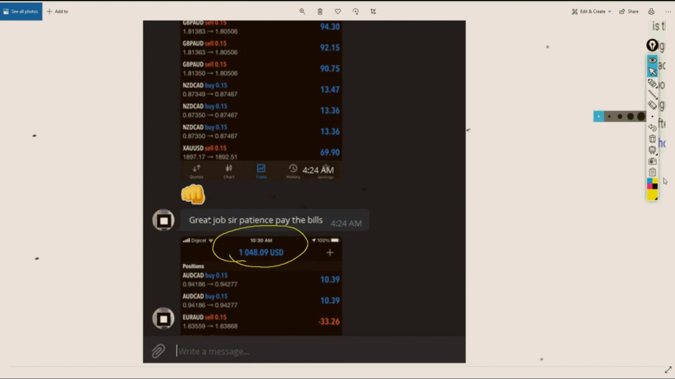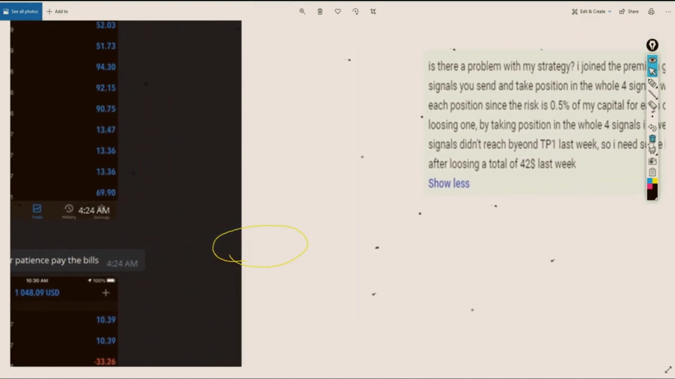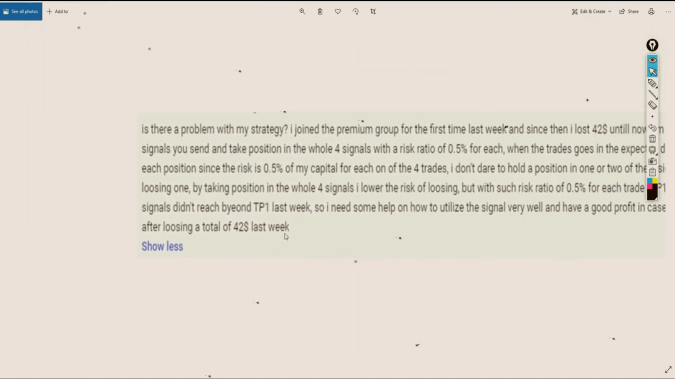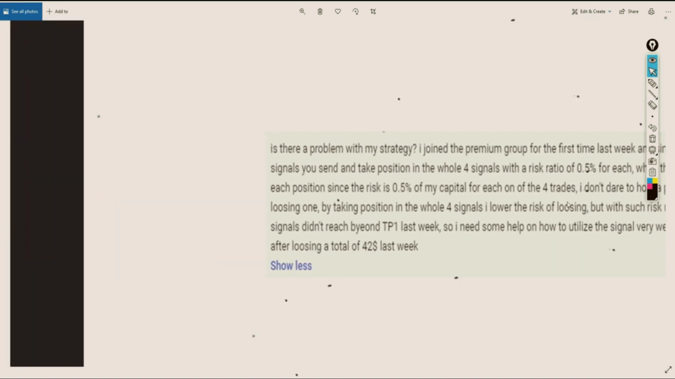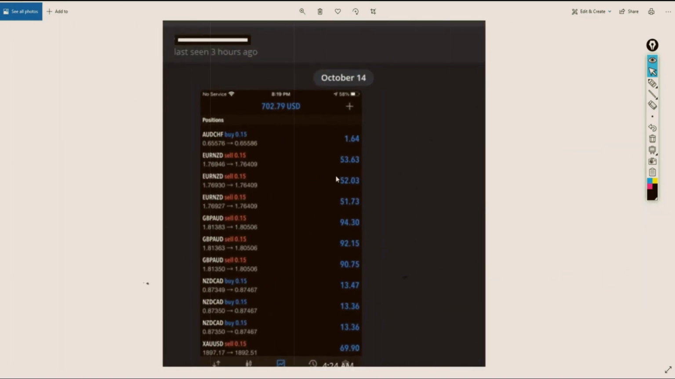Now let's see the example of another trader using our signals, who is saying the opposite. He's asking, is there something wrong with my strategy? I joined the premium group for the first time last week, and since then I have lost $442 until now. So this guy has lost money, while this guy has actually made money.